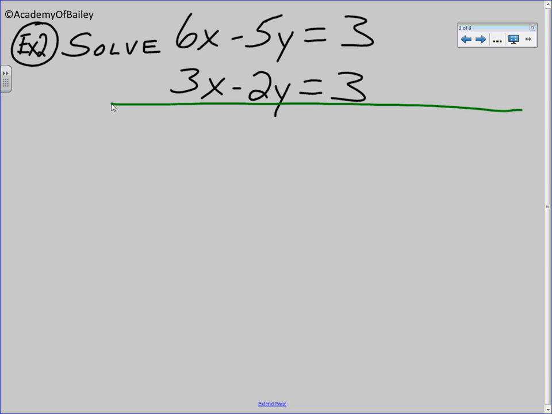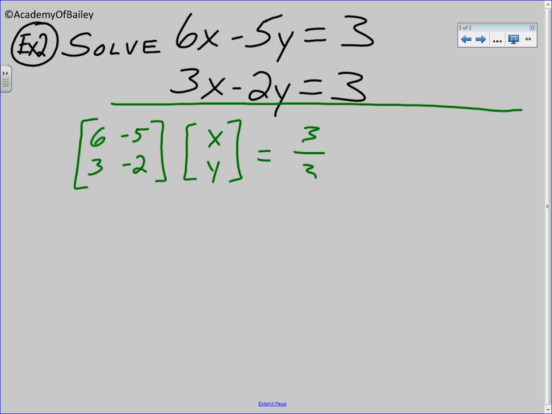So let's set up the matrices here. We're going to say 6, negative 5, 3, negative 2, times x, y, and that's equal to 3, 3. All right, so we have them set up. Now let's determine what the inverse is. Let's say 1 over the determinant. What are we going to get? We're going to get negative 12 minus negative 15. And that should be, I think, 3, right? Yeah, 1/3.